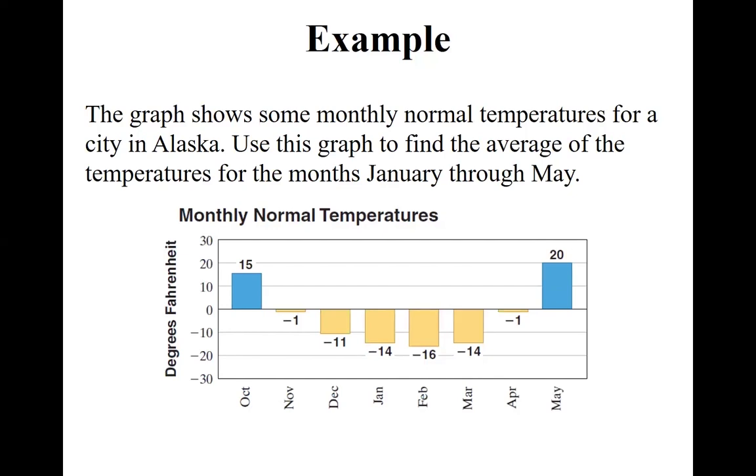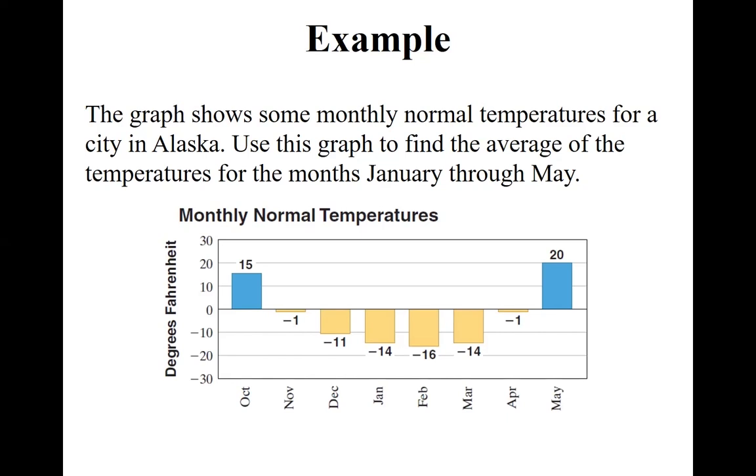This graph shows some monthly normal temperatures for a city in Alaska. Use this graph to find the average of the temperatures for the months January through May. Recall, to find an average, we add up the values and we divide by the number of values. Add them up and divide by how many there are.